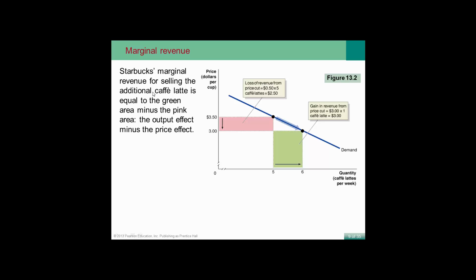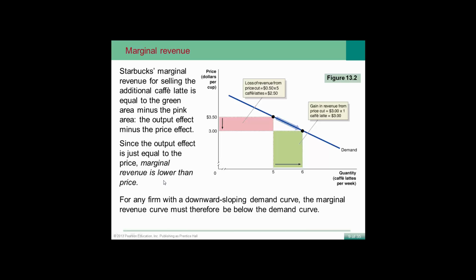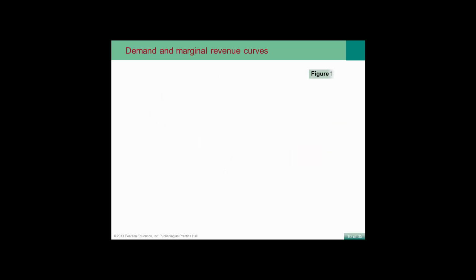Starbucks' marginal revenue for selling an additional latte, in the green, is equal to the pink area, the output effect, minus the price effect. So you're going to put more out, but you're going to decrease the price. Since the price effect offsets part of the output effect, marginal revenue is lower than the price. For any firm with a downward sloping demand curve, marginal revenue must therefore be below the demand curve.